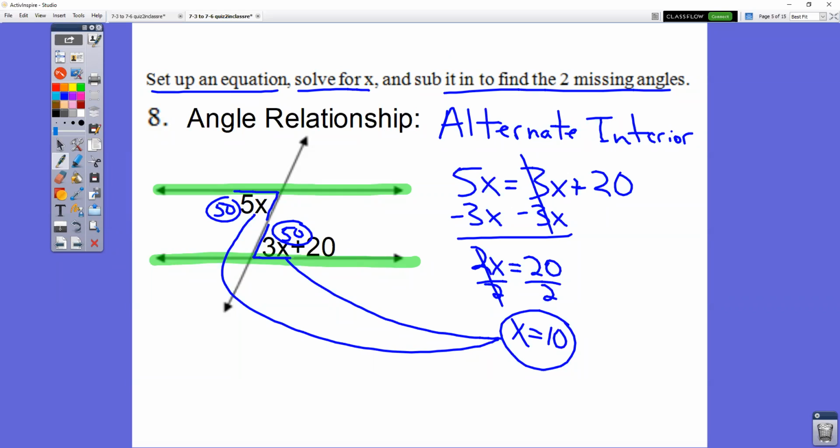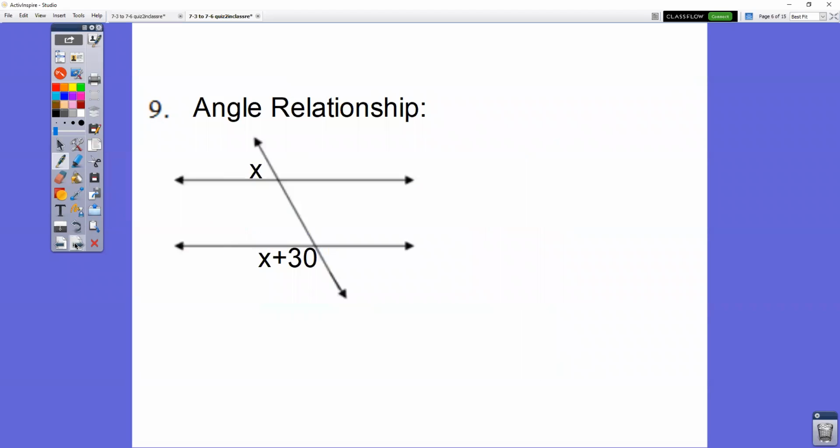So again, you'll have to say what kind of angles they are. You'll have to set up the equation. You'll have to solve for x, and then you'll have to sub it back in to find those 2 angles on your quiz. Go ahead and do question number 9. It is the same type of question.